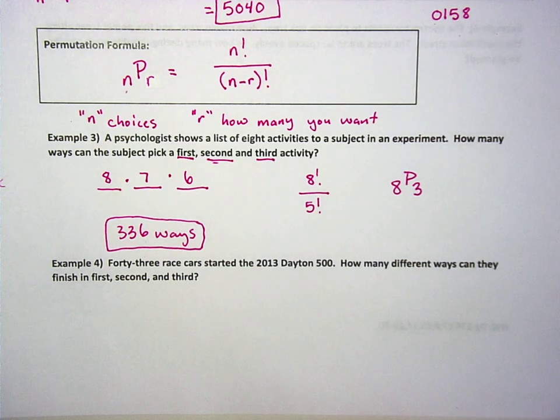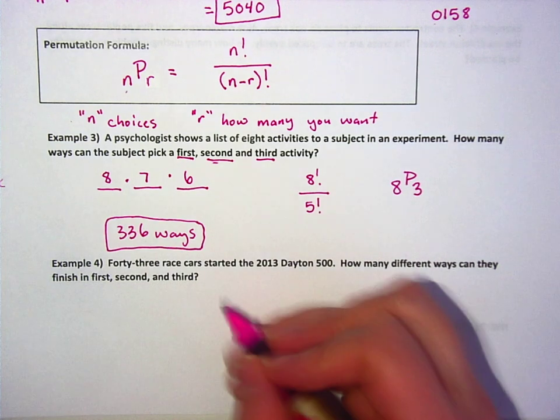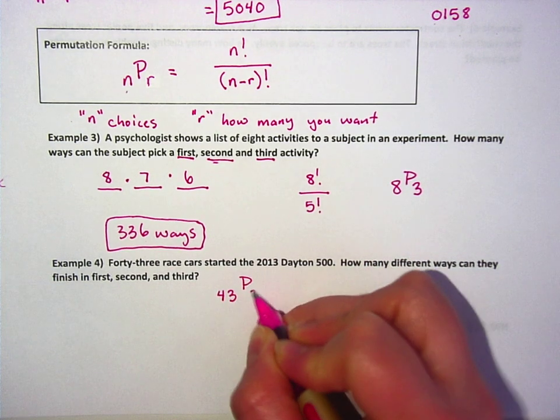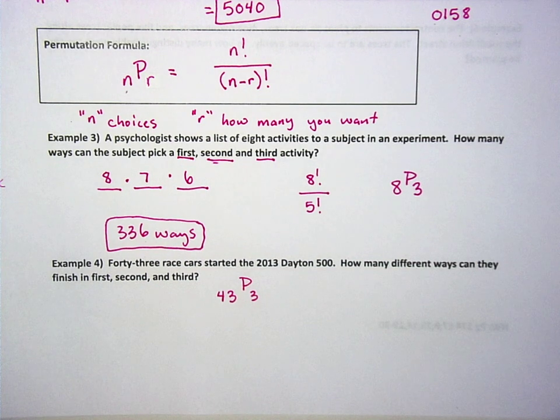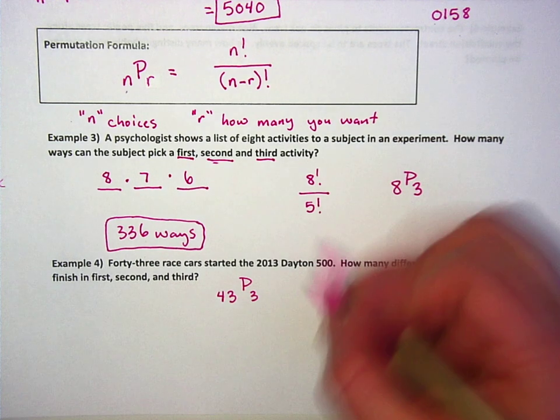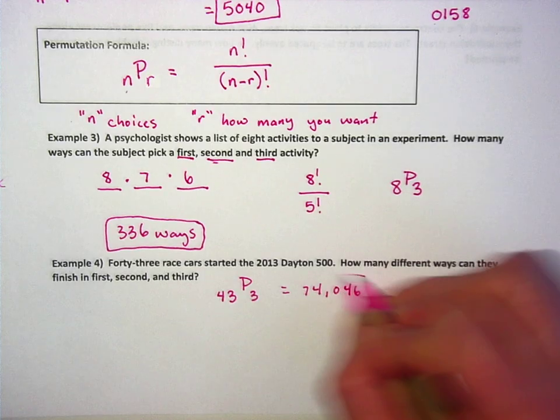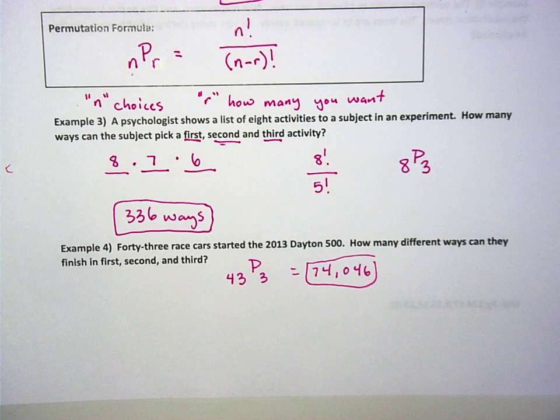And I'll give you the top half of the sheet in just a little bit. 43 permutation 3. Did you guys get 74,046 ways? Yeah. Isn't that nuts? That's how many ways just the first 3 people can finish.